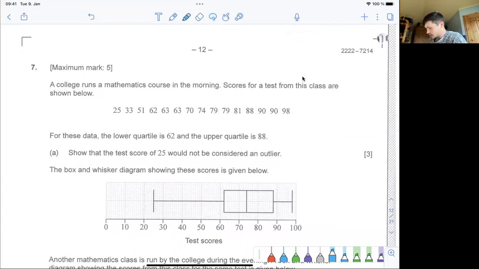Okay, so it is somewhat generous that they've given us the lower quartile and upper quartile here. If they hadn't, we'd have to find it out ourselves, which I would recommend definitely knowing how to do. So let's highlight this generous information that we're given. We'll label it as Q1 for lower quartile, which is equal to 62, and Q3 for the upper quartile, which is 88. And so we have to show that the score of 25 would not be considered an outlier.